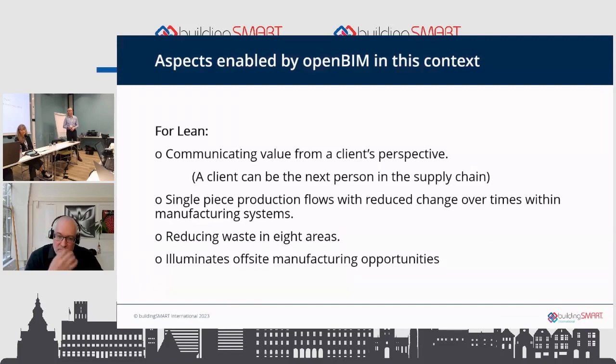And then reducing waste in eight areas. Traditionally waste is waiting, overproduction, rework, unnecessary transportation, inefficient movements, inventory. Come on, Birgitta, help me out. A couple more. That's all right for the top of my head. Oh, and lost ideas. That's the loss of knowledge. That's another area of waste. And by doing that, it was able to illuminate the off-site manufacturing opportunities if you've managed to establish a design that can achieve flow.